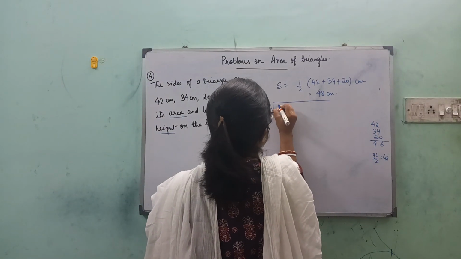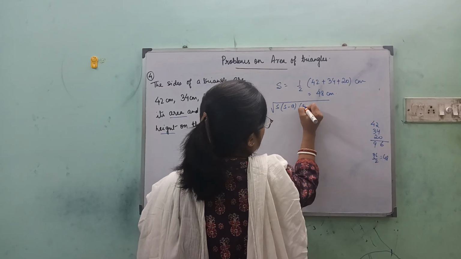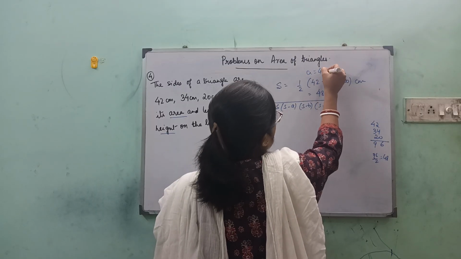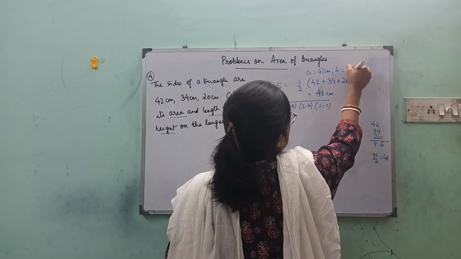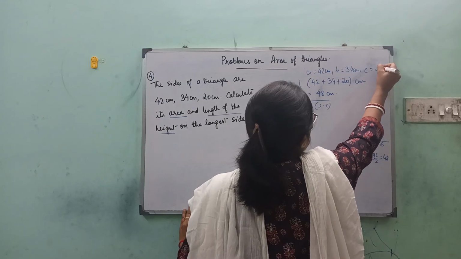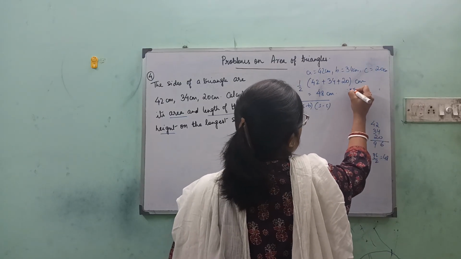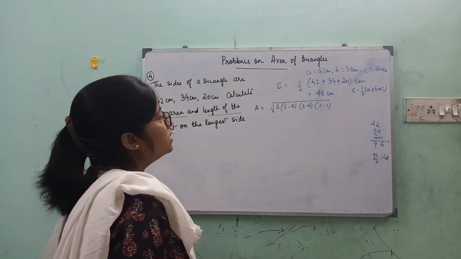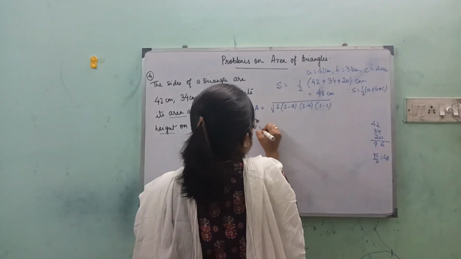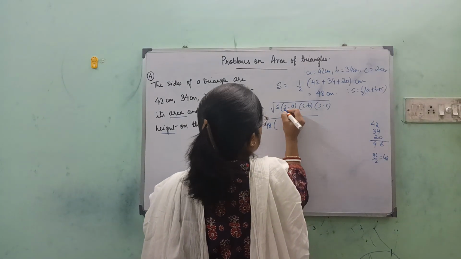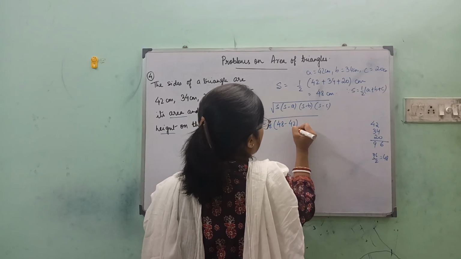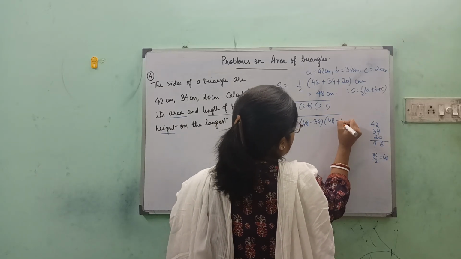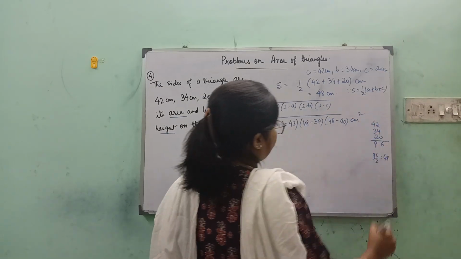Next, coming to the area. Area is square root of s into s minus a, s minus b, s minus c. So here in this case you can take your a as 42 cm, b as 34 cm and c as 20 cm. Because semi-perimeter is equal to half of a plus b plus c. I'm writing the formulas by the side. So this becomes square root of 48 into 48 minus 42, 48 minus 34 and 48 minus 20, centimeter square. Alright.